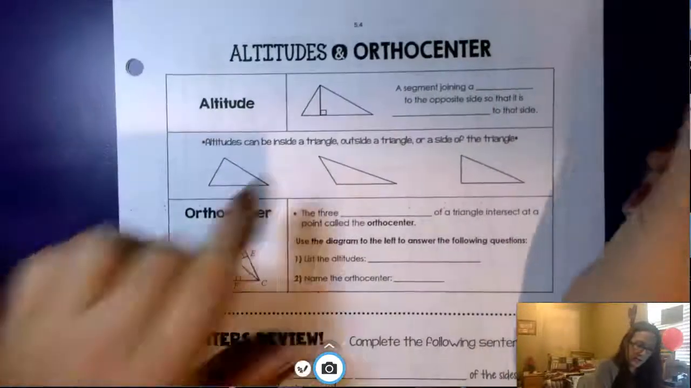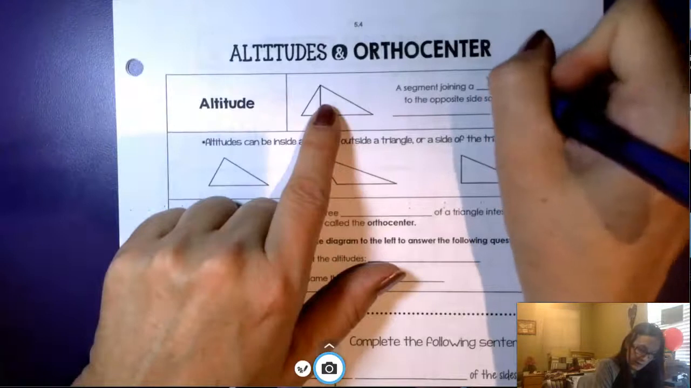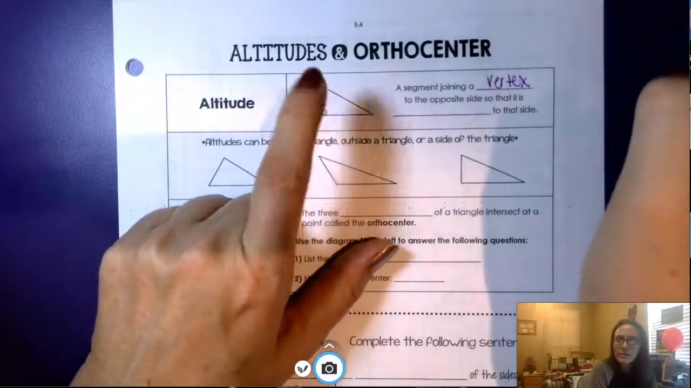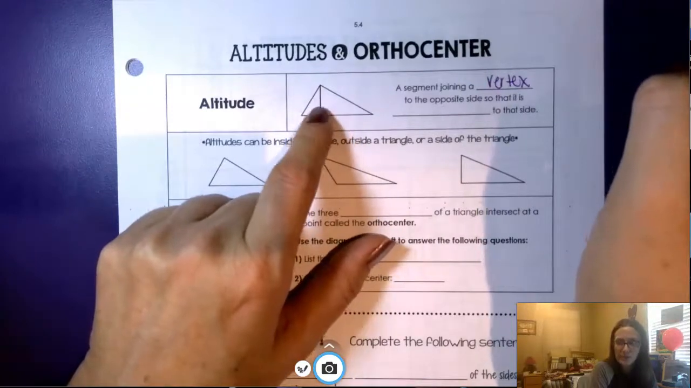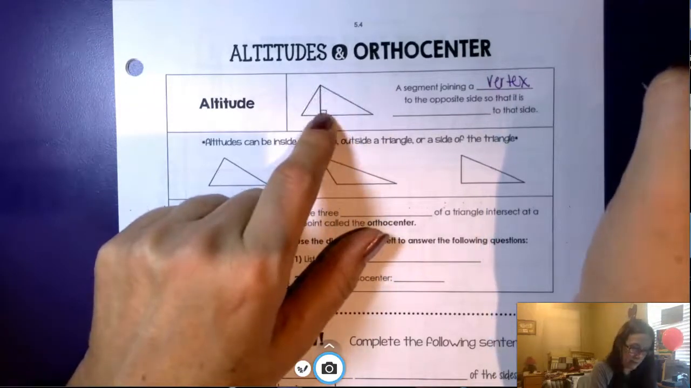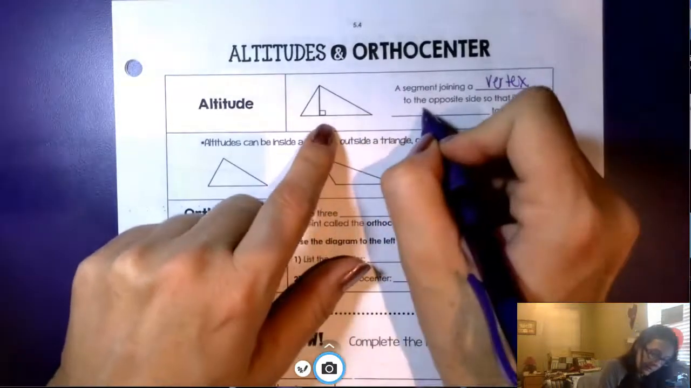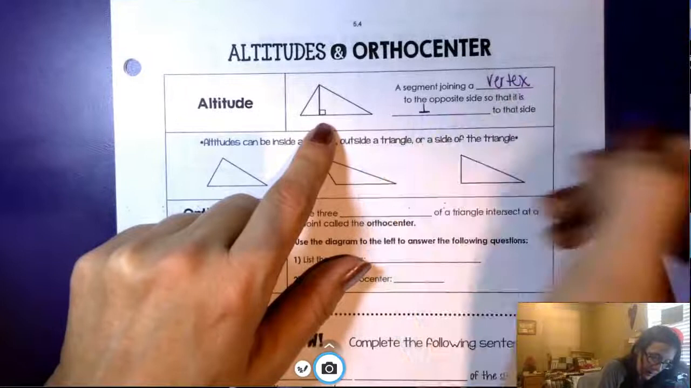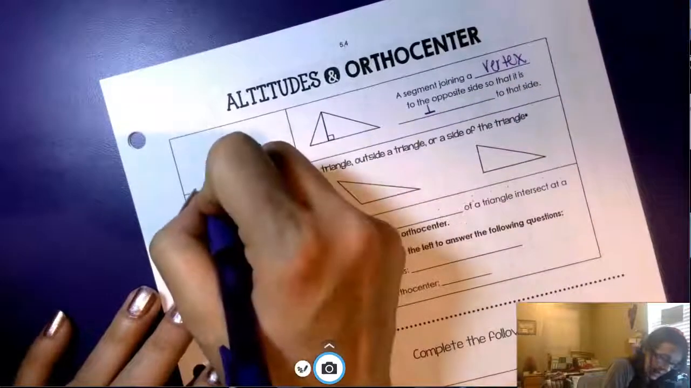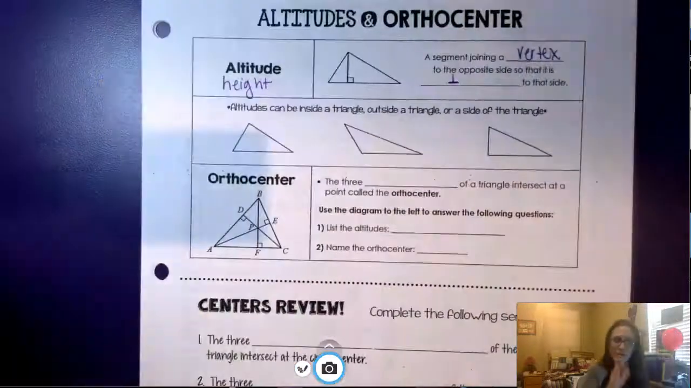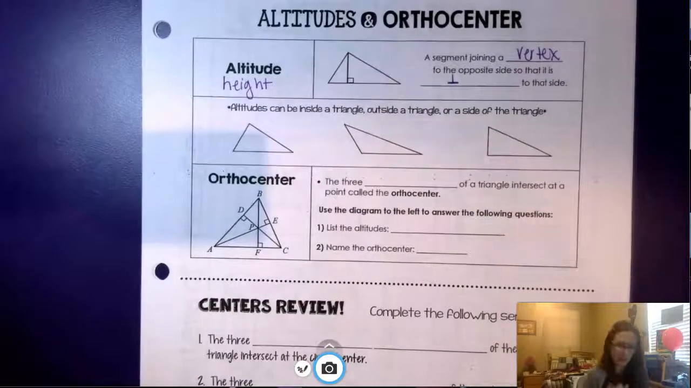So altitude is, again, when it comes from the vertex. So the only one that doesn't come from the vertex is going to be your perpendicular bisectors. Everything else comes from the vertex to the opposite side so that it is perpendicular. This is also known as a height. So it's nice to know, like, it's the height of a triangle or a building or whatever it is.